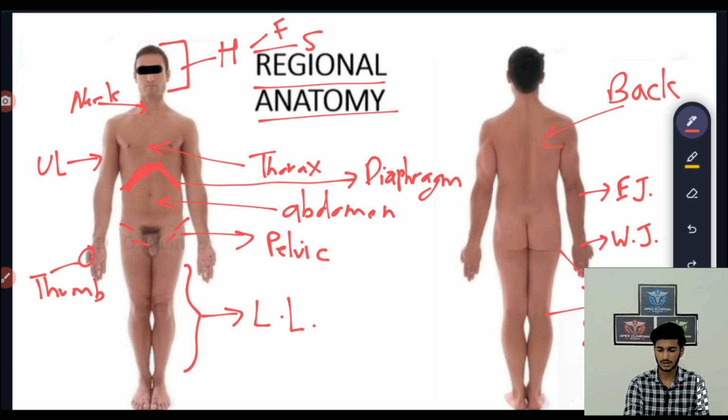Popliteal is basically the fossa present there, and the knee joint is the correct word for that. Below the knee joint, we have the ankle joint, and that is all about the regional part that we will be studying here in this subject.